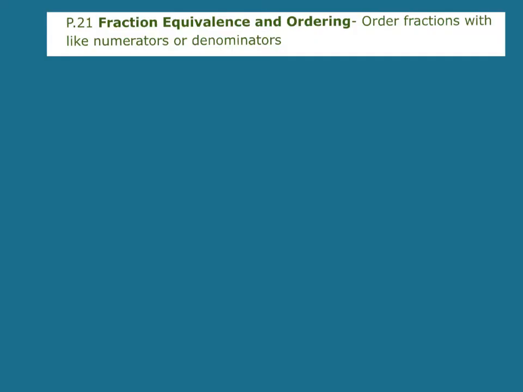And now on to fraction equivalence and ordering. So we're talking about numbers with numerators and denominators. First off, a numerator is the number that's on top of a fraction. The bottom one is the denominator.